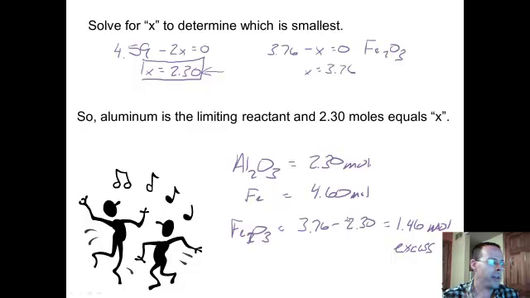Okay? So again, limiting reactant problems I would like you to solve using this method, and it'll help us out once we get to equilibrium, because when we get to equilibrium, we're going to be doing the exact same thing, but over and over again.